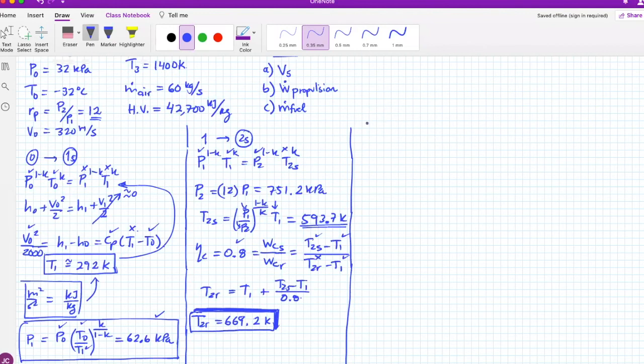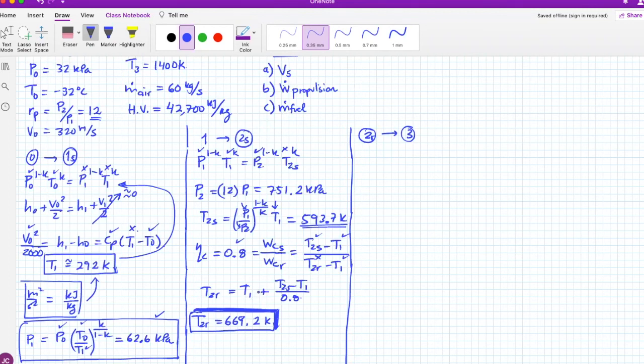Let's see what we have from 2 to 3. Let me just put 2 real to 3. Why not isentropic? Well, because I know that the compressor is real. It's not isentropic. Then you can ask, why did you do the isentropic case? Because I need it in order to get the real case.